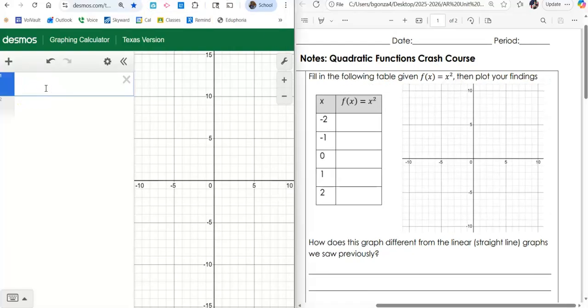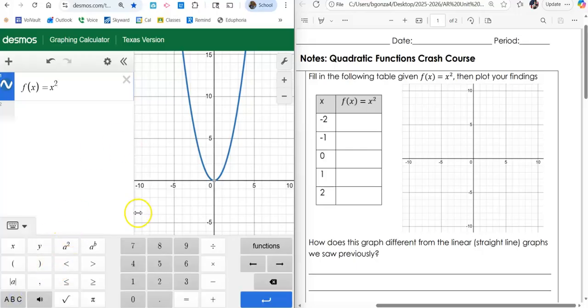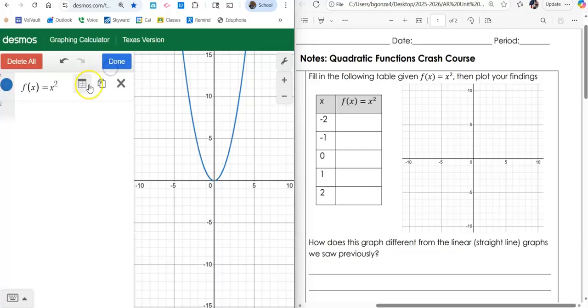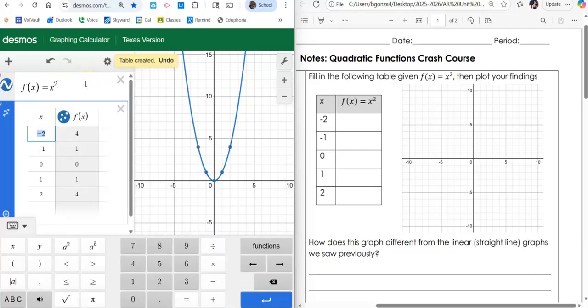So y'all know how to do this in Desmos? F of x equals x squared. You can type it in using the squared button, right? And then how do I get a table? Y'all know to hit the gear, hit the table. Let's fill that in. -2 gives me 4.